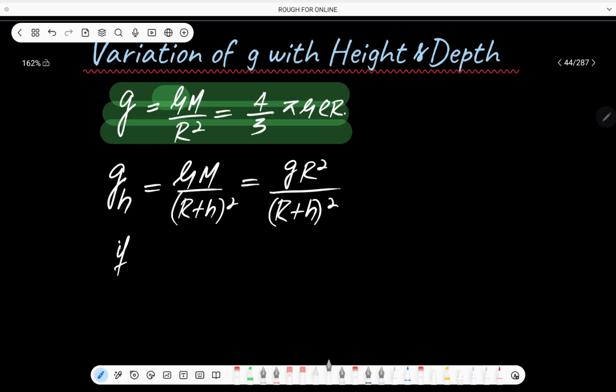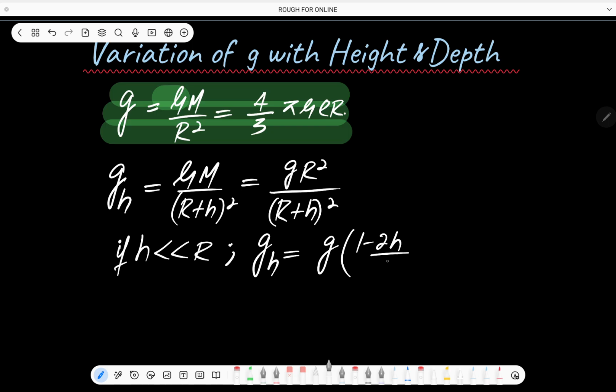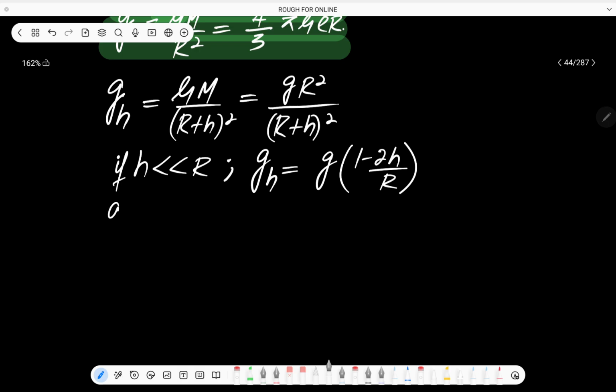ठीक, फिर हमने यहाँ पे एक स्पेशल केस लिखा था. If for example this h is very small compared to r, in that very case the acceleration due to gravity at height h becomes something like this. It is g multiplied by (1 minus 2h divided by r). We have discussed this equation in detail last time. ठीक है, then acceleration due to gravity at depth d, that is something like this. It is g multiplied by (1 minus d divided by r). Okay, तो यहाँ तक हमने पढ़ा था last time.